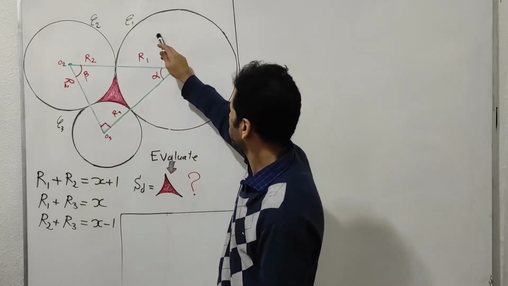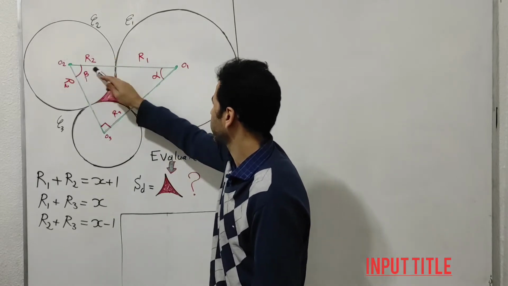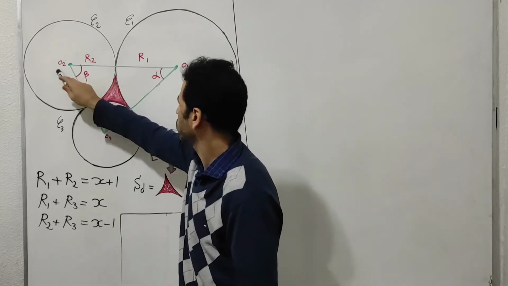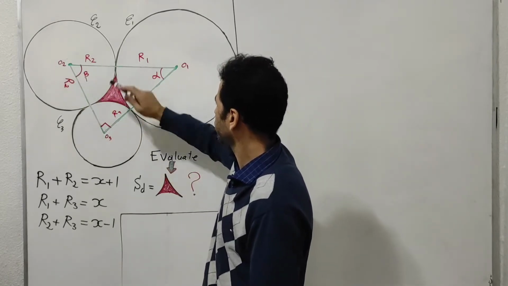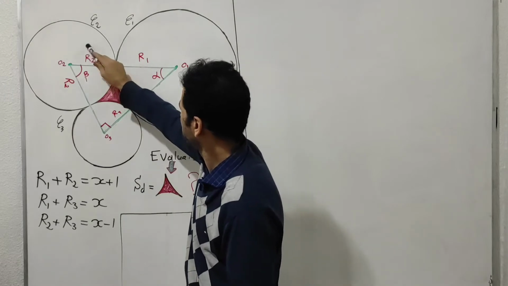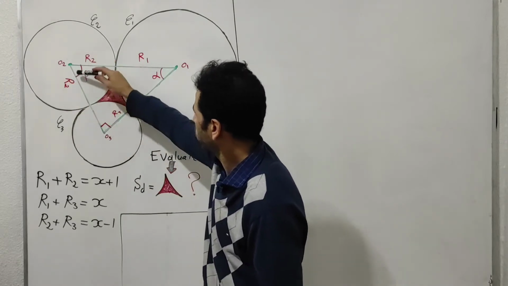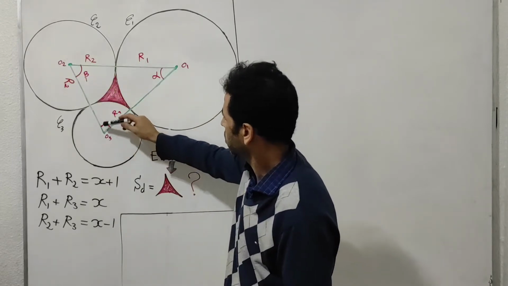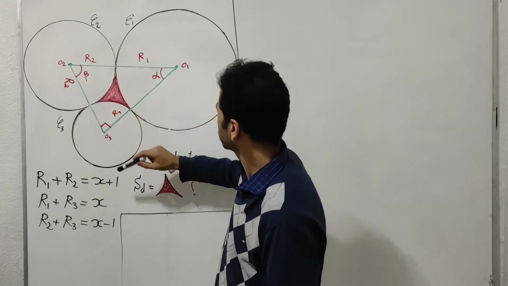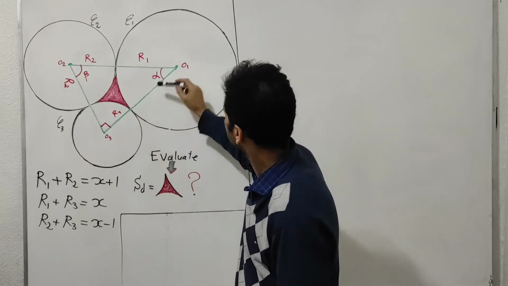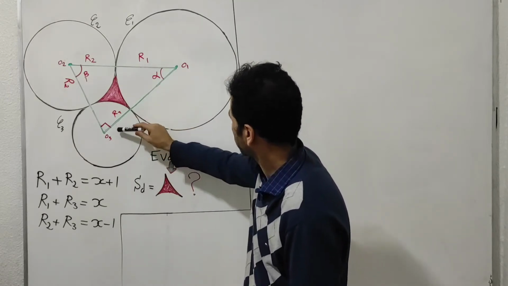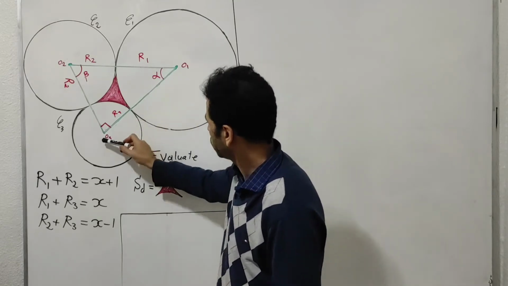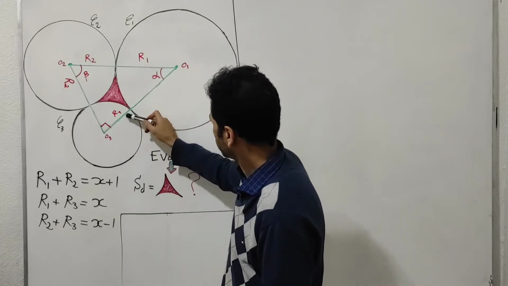So the circles C1 and C2 are connected by this line, going from the center O1 to the center O2, going through the tangent line. For the middle circle and small circle, they are connected by this line, going from the center O2 to the center O3, going through the tangent line as well. For the last one, the big circle and small circle are connected by this line, going from the center O1 to center O3, going through the tangent line.